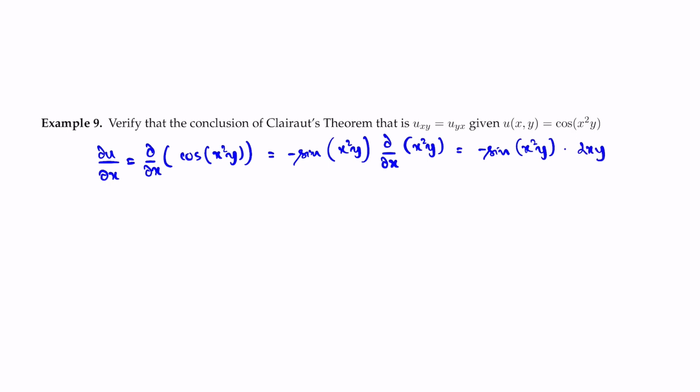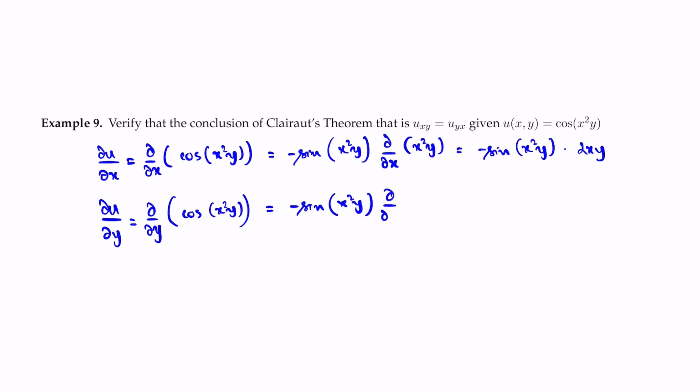So that's just the first order partial derivative with respect to x. Now we're going to do partial u, partial y, or partial y of cosine of x squared y. This is equal to negative sine of x squared y times partial y of x squared y. Again, you need to apply chain rule for this function because you have the outside function of cosine and the inside function of x squared times y.